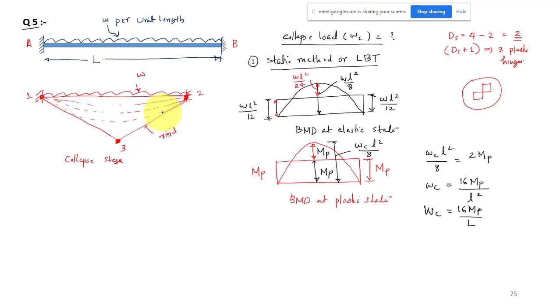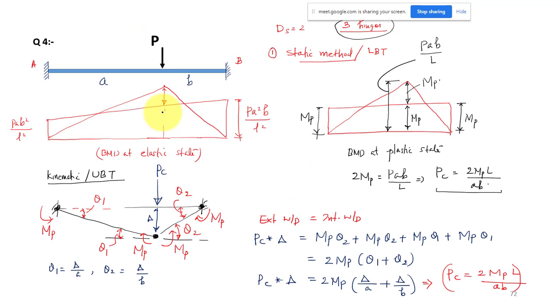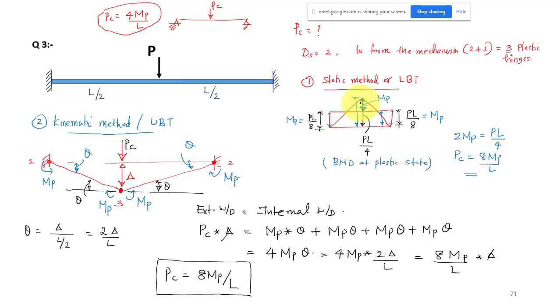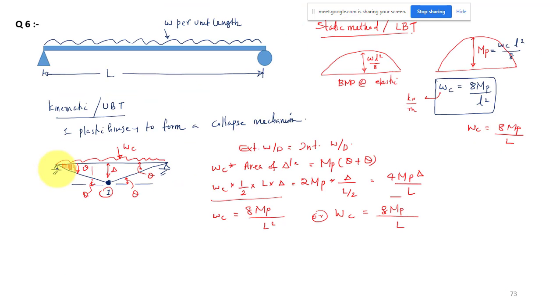But in this question you can check the moment, all the three moments are the same value. That means all the three plastic hinges will be forming simultaneously in this structure. But for the failure we need three plastic hinges, so we have to load our beam up to the three plastic hinges, and then only it will collapse. So this is the procedure you have to do in the case of the static method.